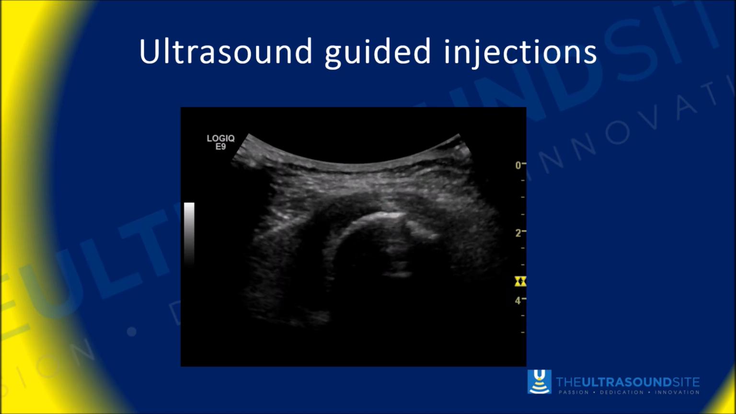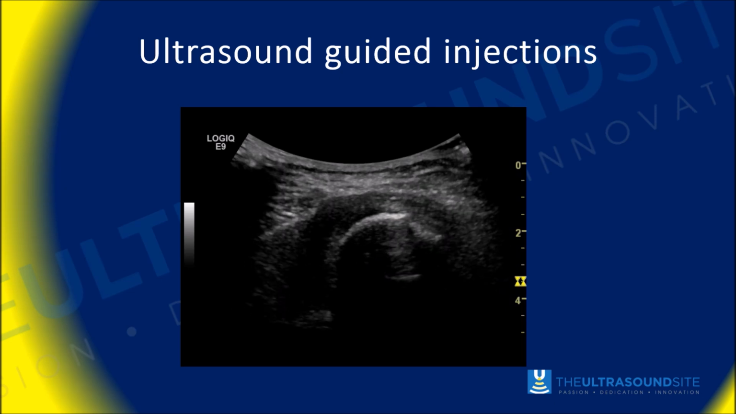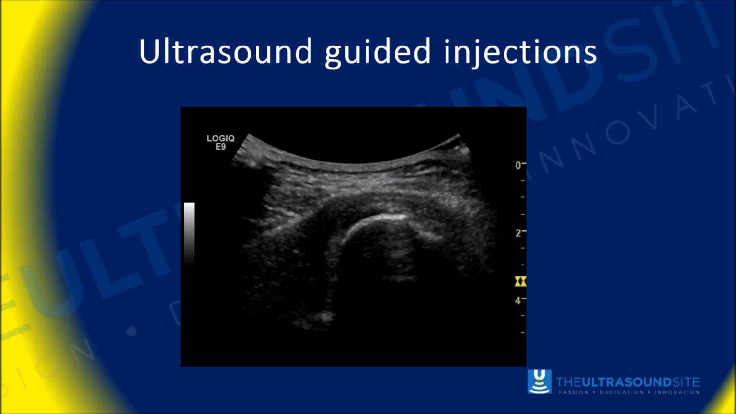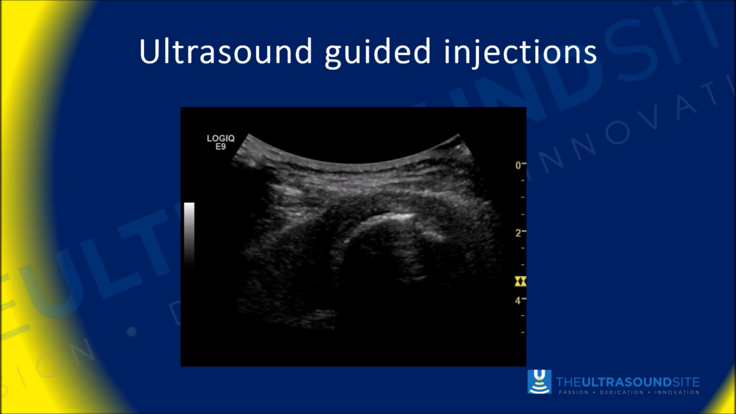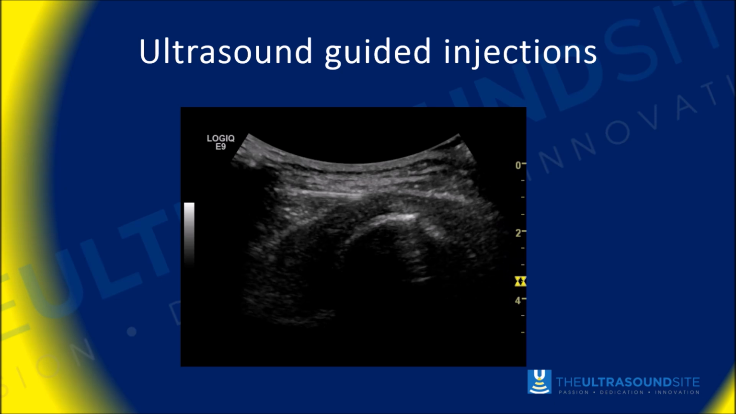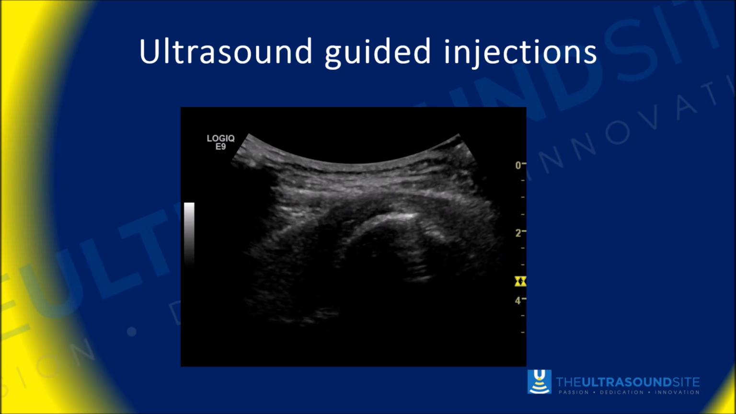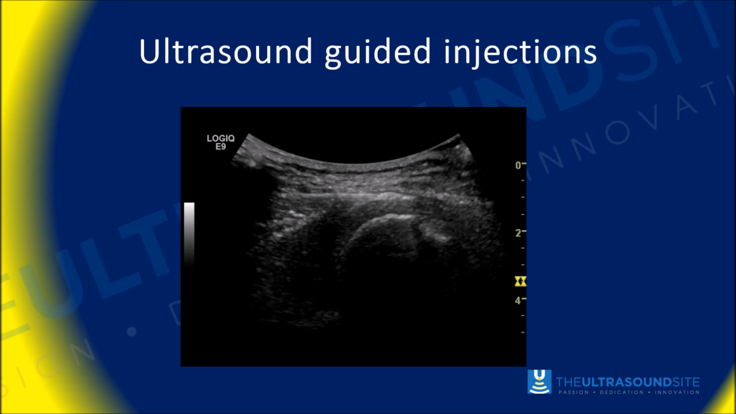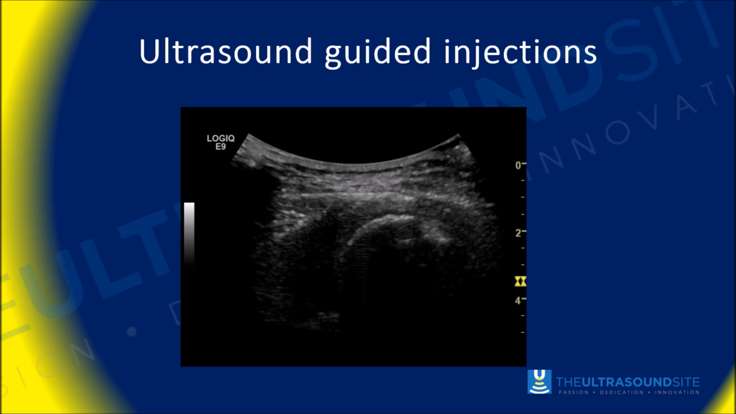So the basic physics of this is that a needle is very easily visualized on ultrasound. It's very reflective, and so it gives us a very sharp picture of the needle and allows us, at the same time, to visualize the target tissue. So as you can see from this image here, we can take the needle tip for our injection into a very specific place, whether it be a bursa or a tendon sheath, and deposit our injection in a very precise way.